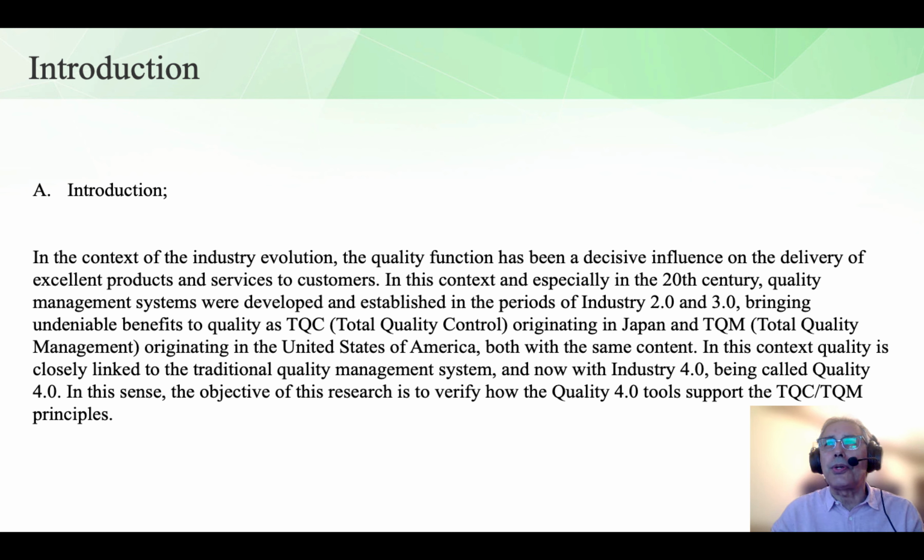Industry 4.0 applied to the quality systems is so-called Quality 4.0. And in this sense, the objective of this research is to verify how the Quality 4.0 tools can support the TQC, TQM principles.